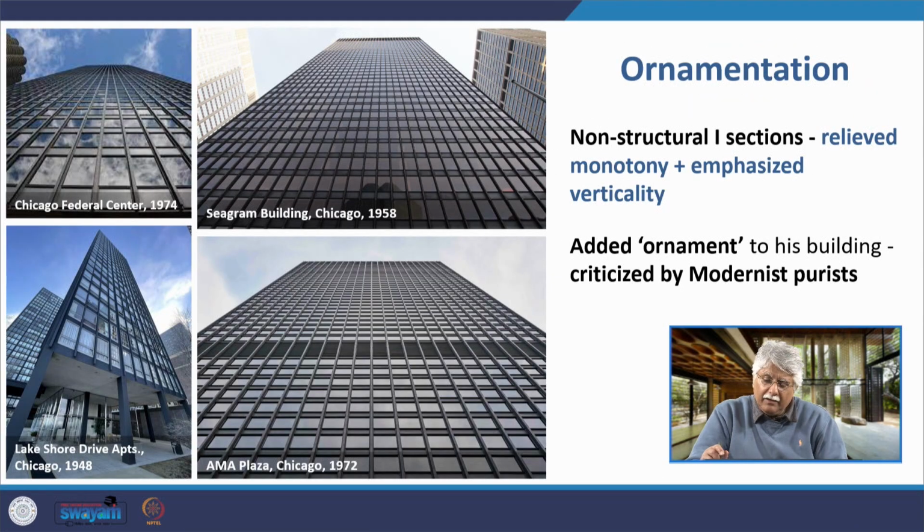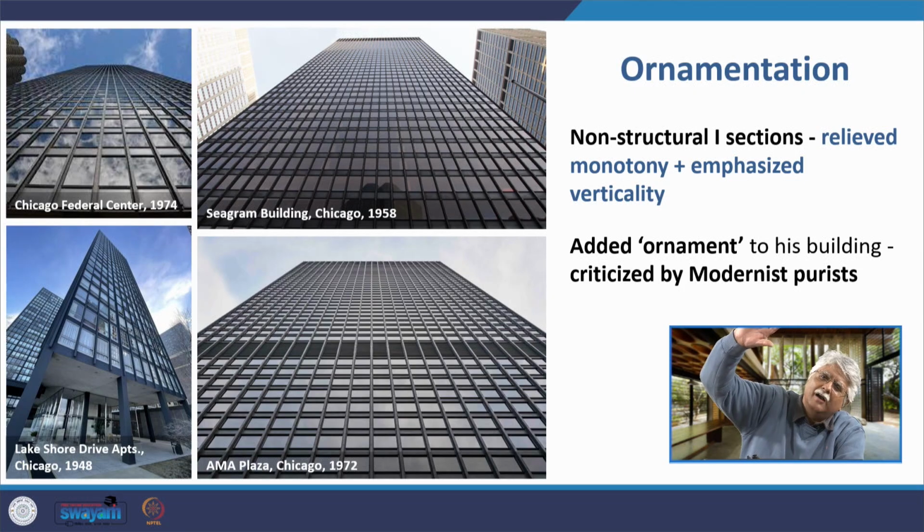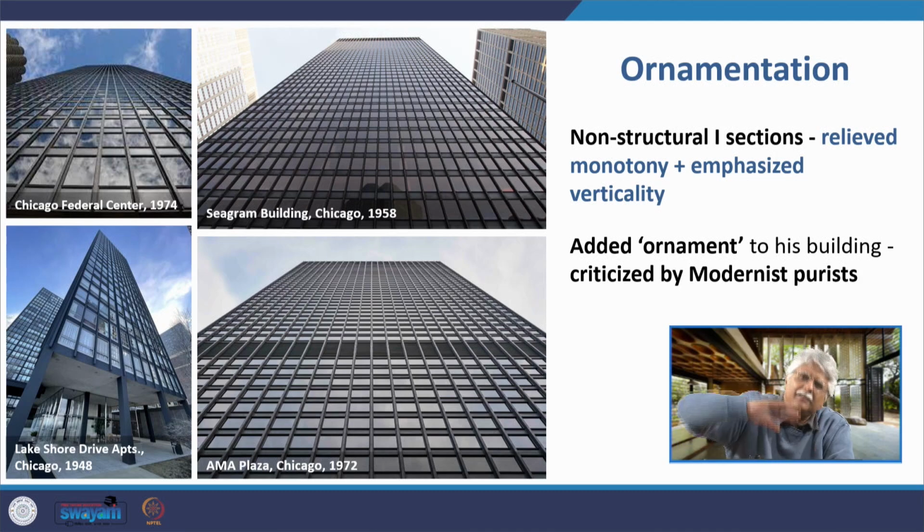And why the non-structural I-sections? We find them in the Lakeshore Drive Apartments, we find them in the Federal Center, we find them in the Alcoa Plaza, we find them in the Seagram Building. Repeatedly, Mies van der Rohe uses these non-structural I-sections that are not carrying any load. They are only there to relieve the monotony of the glass facade and to accentuate the verticality.